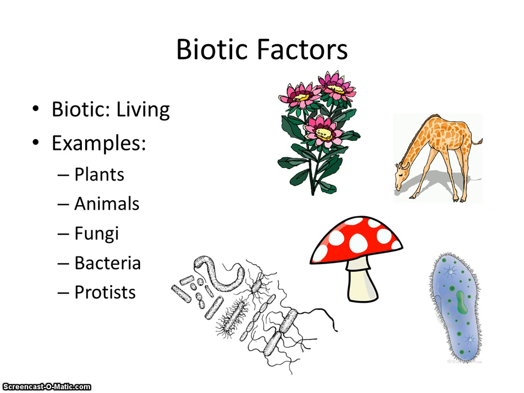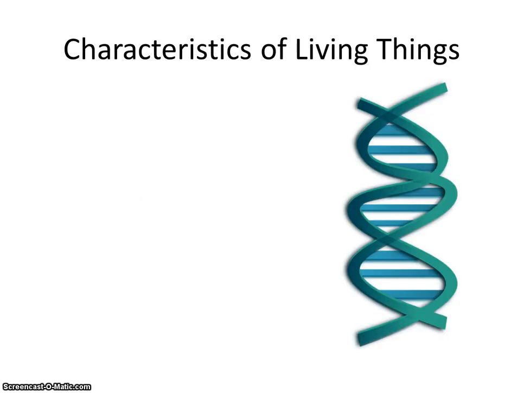But what does that really mean? When I say that something's living, for it to be biotic, what does that mean? There are 7 characteristics that an organism has to have in order to be considered living, in order to be considered biotic. And they are as follows. The characteristics of living things.